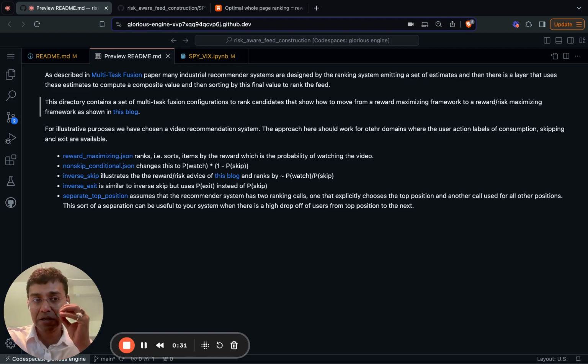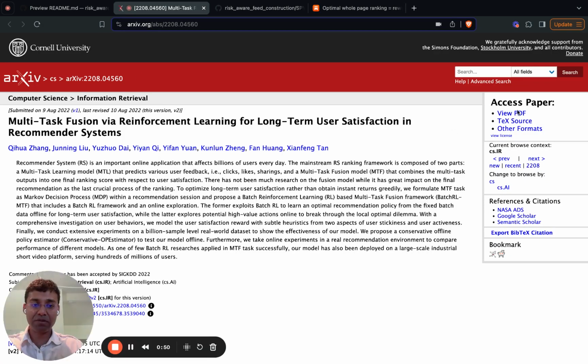And then there's this fusion layer, so to speak, which combines these estimates into one composite value and one score, if you will, that roughly correlates with the value to the user, the long-term value to the user. I recommend looking at this paper.